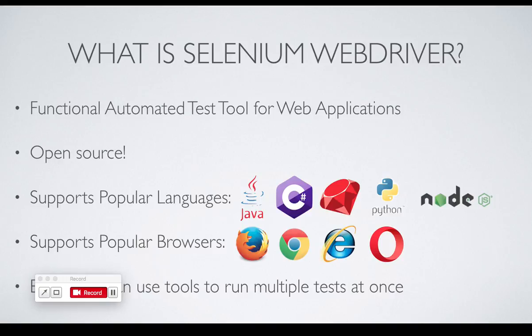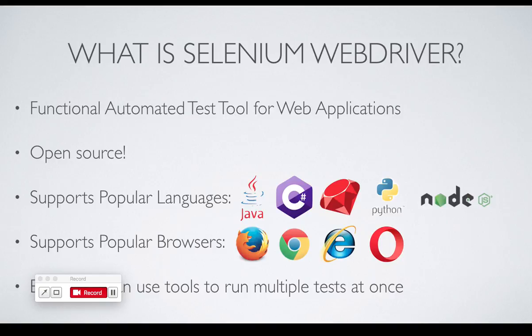Here's kind of the basics. Selenium is a functional automated test tool for your web applications. One of the awesome things about it is it's open source. There's a couple different open source tools out there, and a lot of closed source paid tools as well. Selenium is probably one of the most popular open source ones, so there's lots of example code, lots of ideas around it, and lots of frameworks built on top of it that can help you.